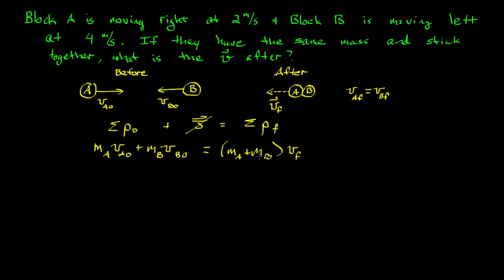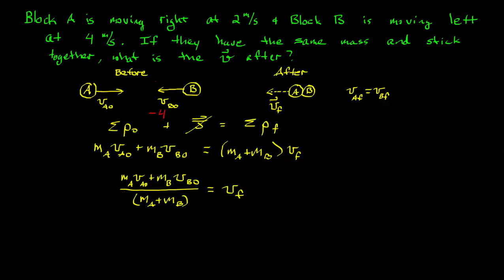Okay, so we want VF, so just divide this over. So mass of A, velocity of A naught, plus mass B, VB naught, over mass of A plus mass B. That's going to be my final velocity. The only thing you have to be careful with is that this is a negative velocity. So this would be -4.